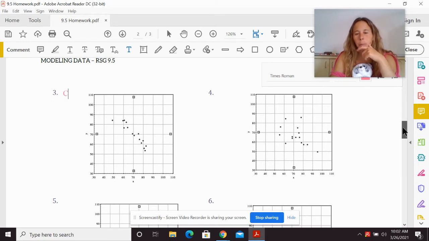We'll just keep going. Number 4. We're definitely more scattered, so it's not going to be as strong a relationship as number 3. Okay, but you can still look. Generally, is the pattern decreasing or is it increasing? So it's going to be a negative or positive relationship. If it's decreasing, it's going to be a negative relationship.